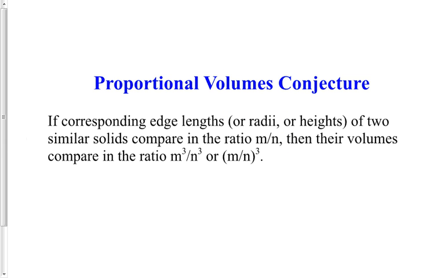And that's exactly what the proportional volumes conjecture states. If corresponding edge lengths or radii or heights of two similar solids compare in the ratio of m over n, then their volumes compare in the ratio m cubed over n cubed, or m over n cubed.